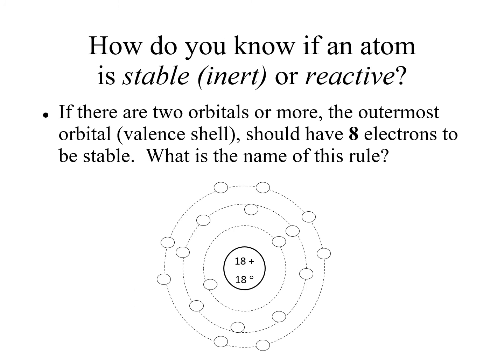So here, let's take a look at the valence shell. The valence shell, of course, is the outermost orbital. And we're going to count to see if there's 8 electrons out there, and it looks like there are. So yeah, we've met this octet rule. So would you consider this to be a stable or a reactive atom? This one is stable.